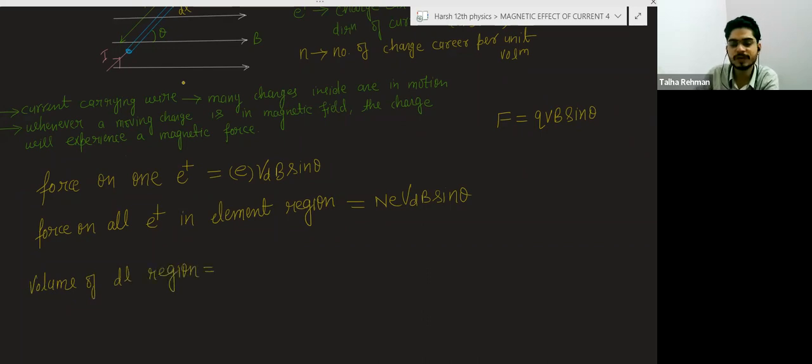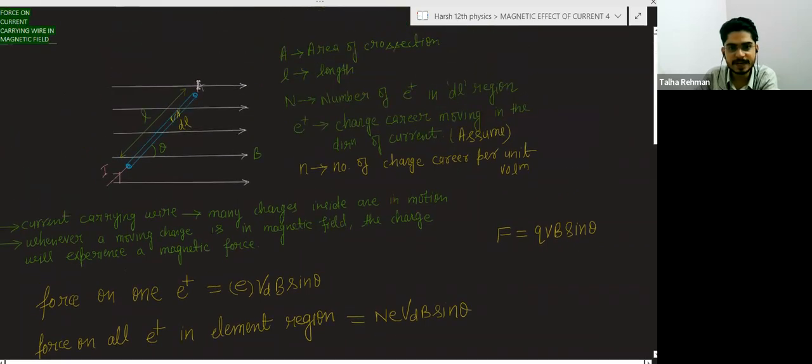Now calculate the volume of this dL region. We can calculate it easily. This is the area and this is dL. A here represents the area of cross section and dL is the small length. So the volume will be area into small length.